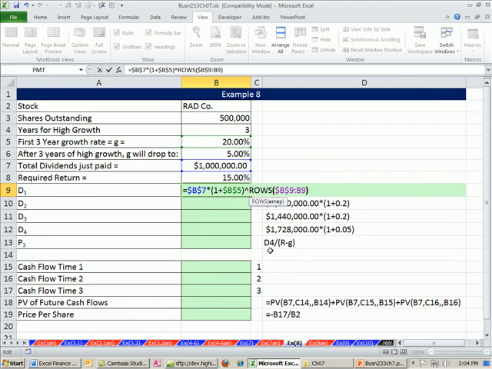Now, look at this. This is weird. This is like a range in a sum function or average or whatever. One of the cell references is locked. One of them is not.